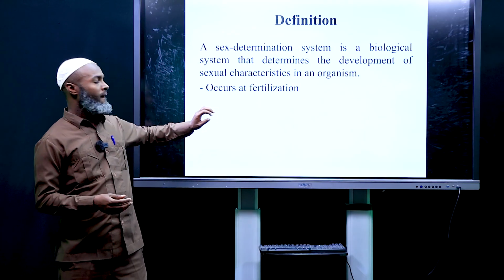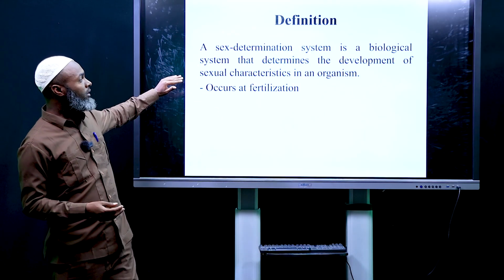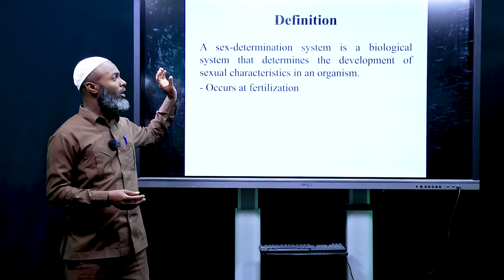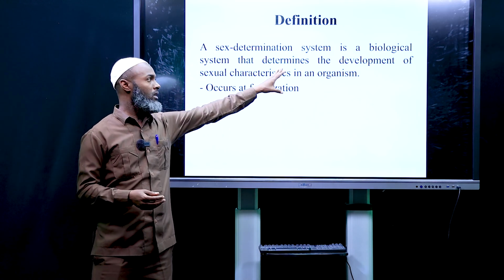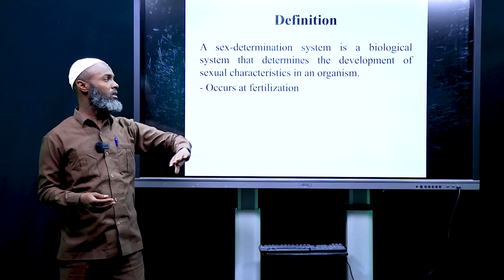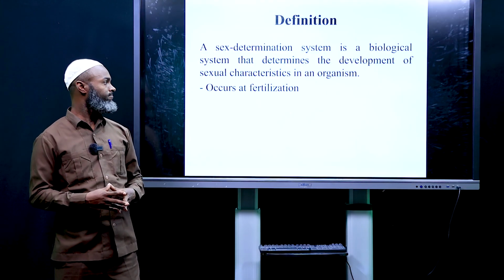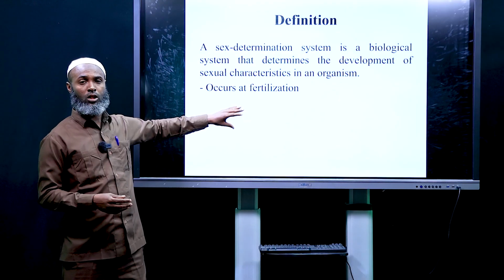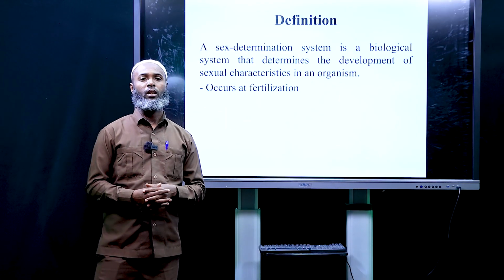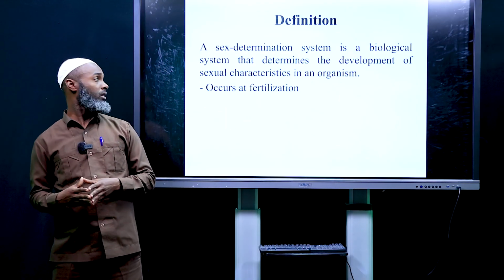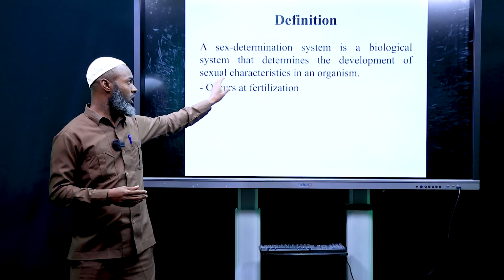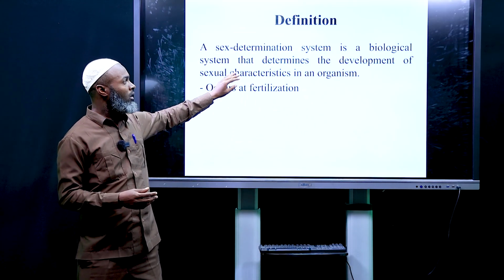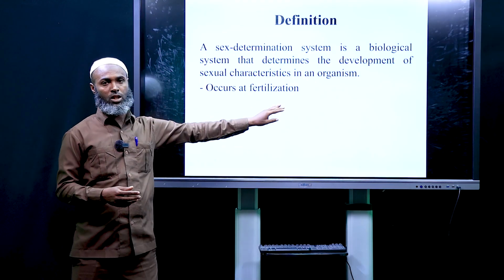Well done. Sex determination is a system in a biological system that determines the development of sexual characteristics in an organism. And this occurs during fertilization, the union of gametes. So the determination of sexual characteristics in an organism is known as sex determination.